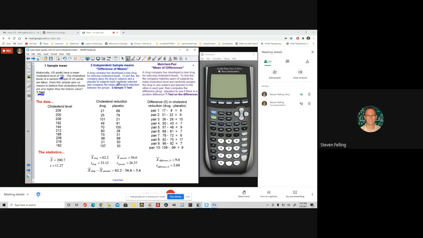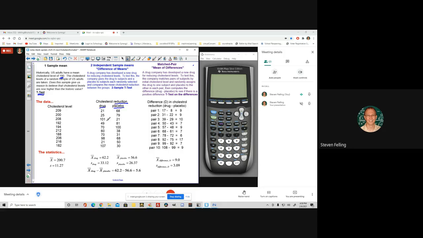Okay, now what if we had two different samples, but they were stated this way, something like this. A drug company has developed a new drug for reducing cholesterol levels. To test this, the company gives the drug to subjects and a placebo to subjects, each randomly selected, and compares the mean cholesterol reduction between the groups. So there's nothing in this wording to indicate that we were trying to pair anything up. We were given no information about the subjects and where we might have indicated that they were paired in some way. So I've got some numbers here related to the cholesterol reduction for the people who took the drug and a cholesterol reduction for people who took the placebo.